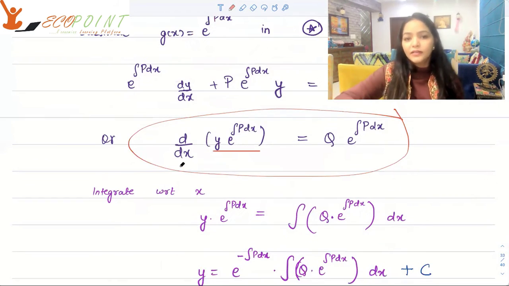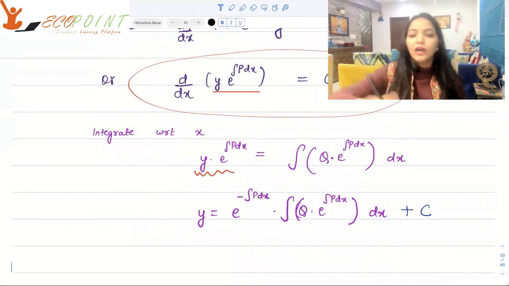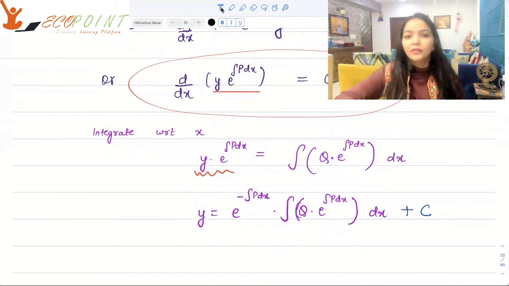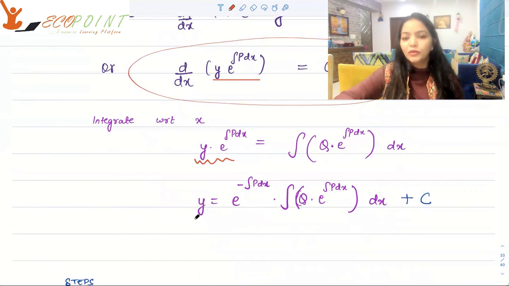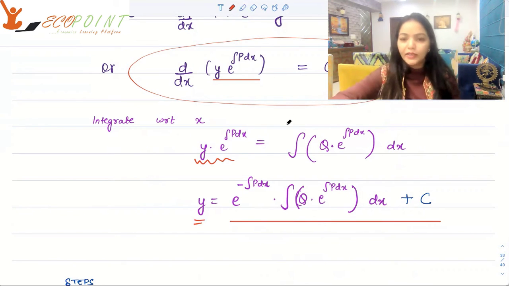You integrate with respect to x. Integral is the entire of the derivative. So you will just have y into e to the power integral p dx equal to integral of q into e to the power integral p dx of that. So the answer will be basically y equals to, what will be your function y? Y will be e to the power minus integral p dx into integral of q into e to the power integral p dx plus a constant c.